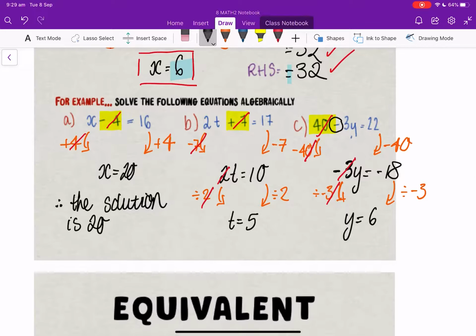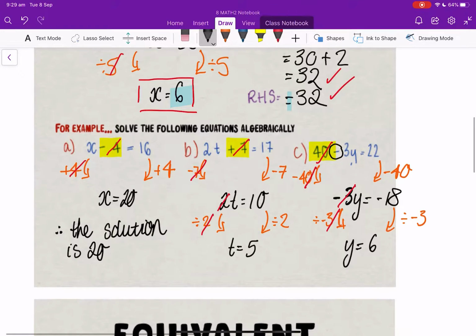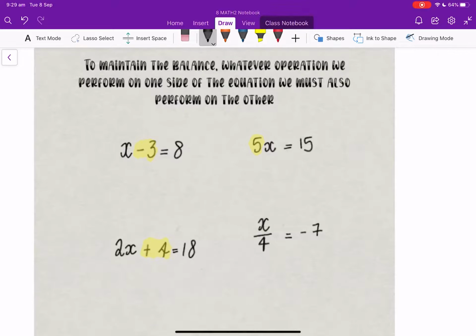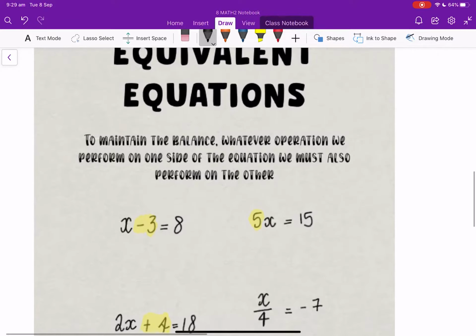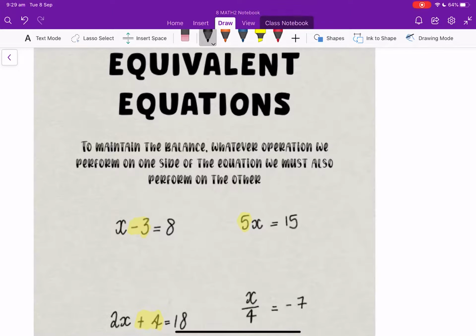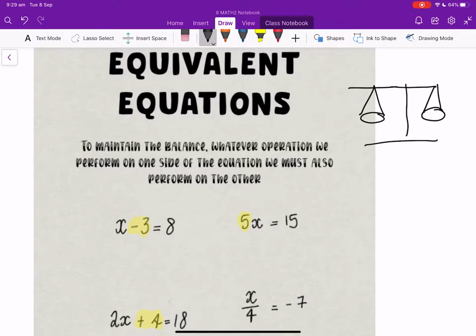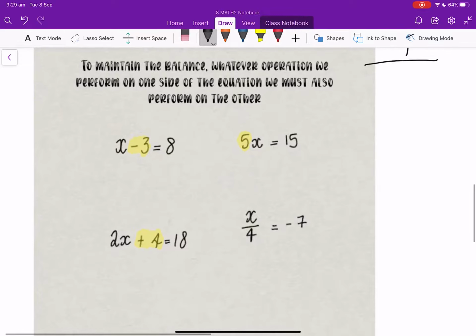If you understand those examples and you feel like you can do the questions, you can start now. But if you want a little bit more practice, I'm going to do a few more examples just down here. So again, we're talking about equivalent equations. We always need to maintain balance. So we need to make sure our scales are staying straight, so they're balanced. And the way we do that is by whatever operation we do to the left, we must also do to the right. Okay. So I've got 4 examples here.